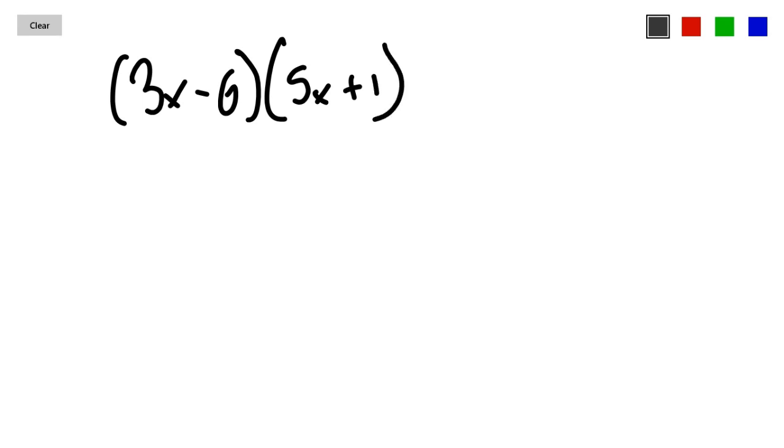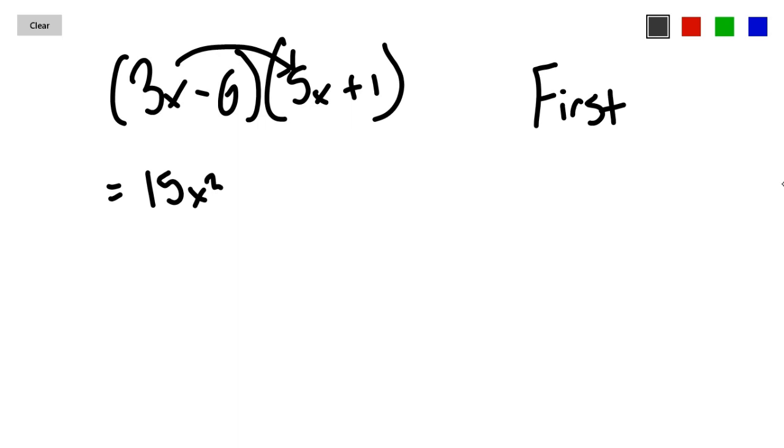So let's say I have 3x minus 6, and I want to multiply that with 5x plus 1. So FOIL is an acronym, and the F in FOIL stands for the word first. And the word first refers to the product of the first two numbers in each binomial. So the first two numbers here are the 3x and the 5x. So we're going to multiply those two together first. So 3x times 5x gives me a 15x squared.